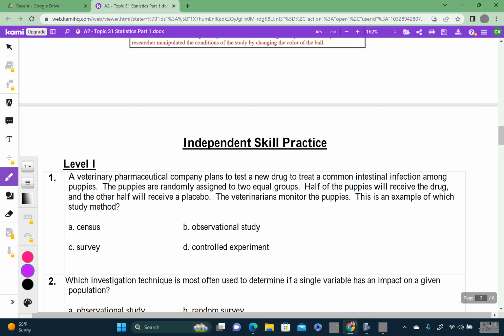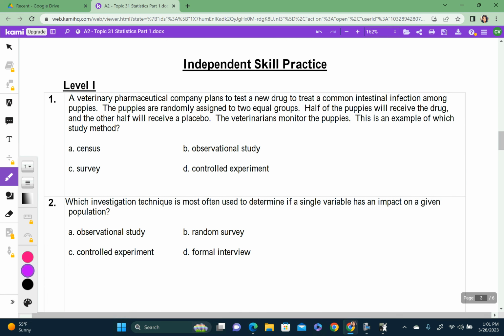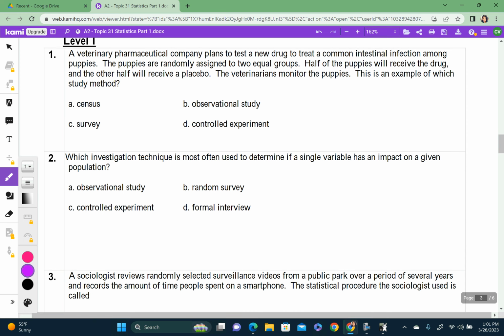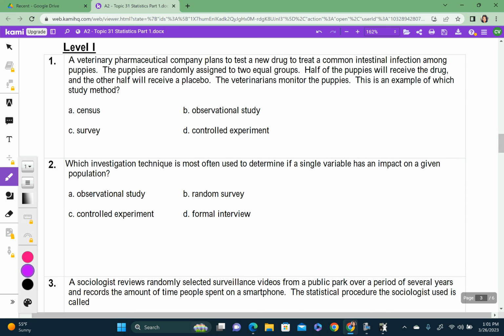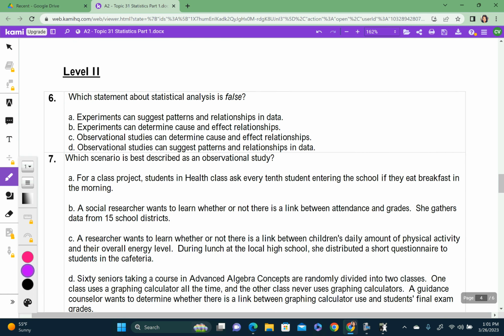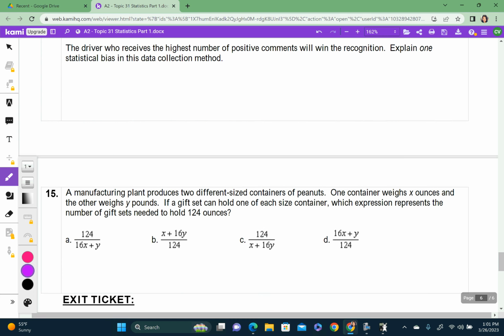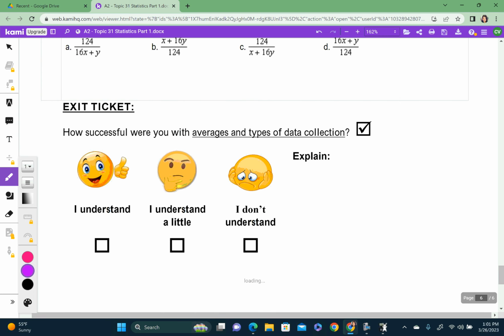All right, so that is our lesson for today. What I want you to do is work on your Delta Math assignment. But I also want you to do questions that I have on the board from here. There are some level 1s, level 2s, level 3s. I want you to go through and do some questions and then work on your exit ticket. Okay. That's the lesson for today. Thank you.